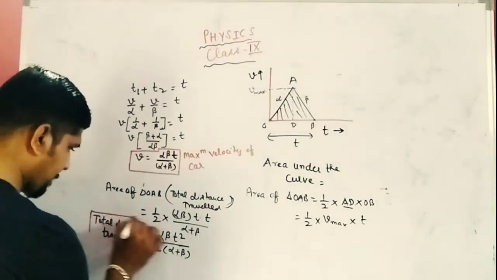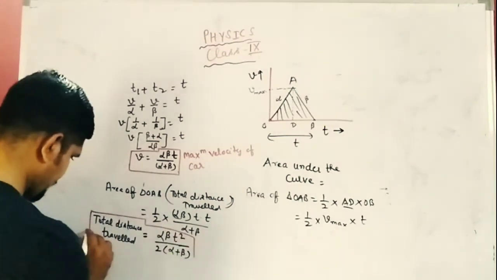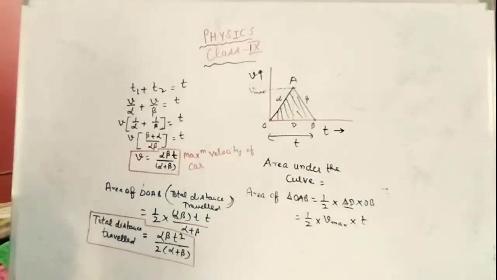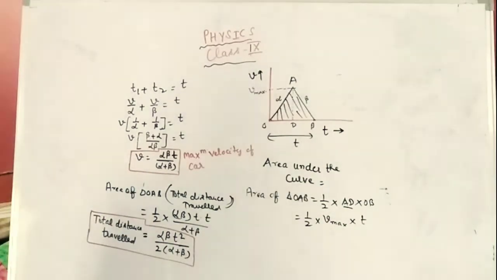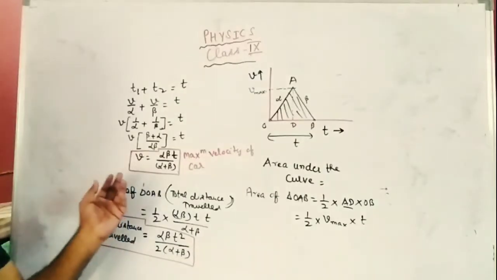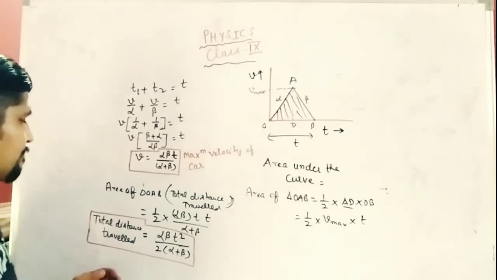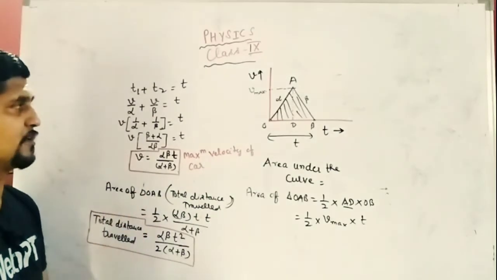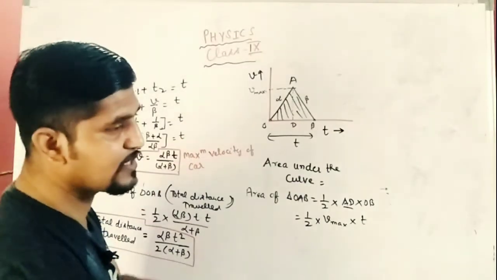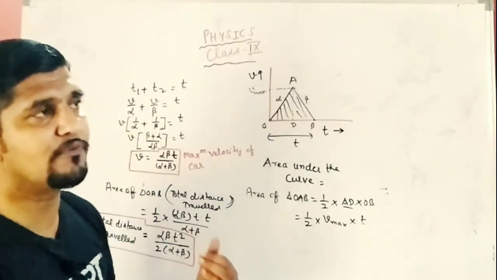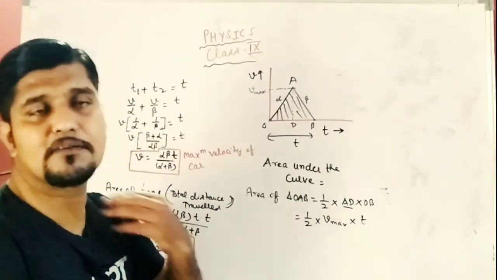Both the two parts will be solved this way. In the first part we have found the maximum velocity of the car. In the second part we have found the total distance traveled. For finding total distance we have to draw the velocity time graph, and from that graph we will find the area under the curve, then we will find the total distance.